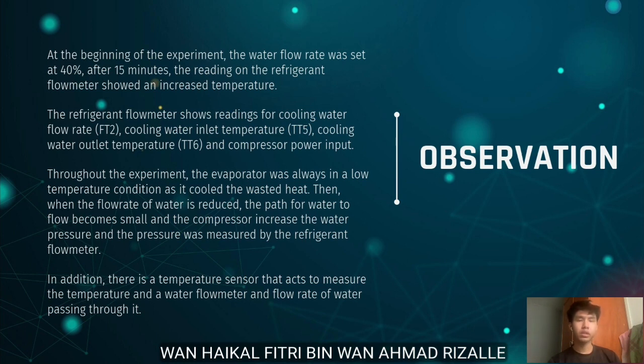Then when the flow rate of water reduced, the path for water to flow became small, and the compressor increased the water pressure, and the pressure was measured by the refrigerant flow meter. In addition, there is a temperature sensor that measures the temperature and a water flow meter that measures the flow rate of water passing through it.